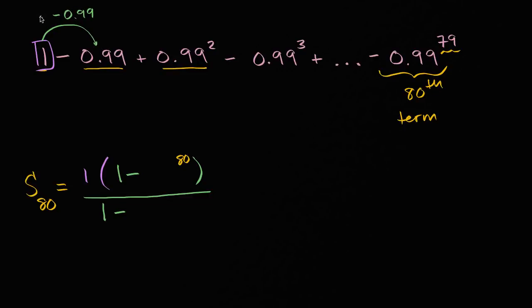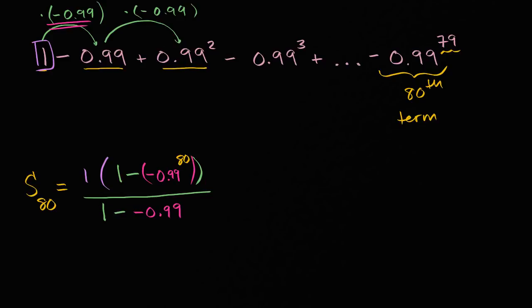So we're multiplying by negative 0.99. Now to go to the next term, we're again multiplying by negative 0.99. So the common ratio is not positive 0.99, but negative 0.99. Let me write that, negative 0.99, and of course that is going to be to the 80th power, all over 1 minus negative 0.99. And so we could simplify this a little bit.